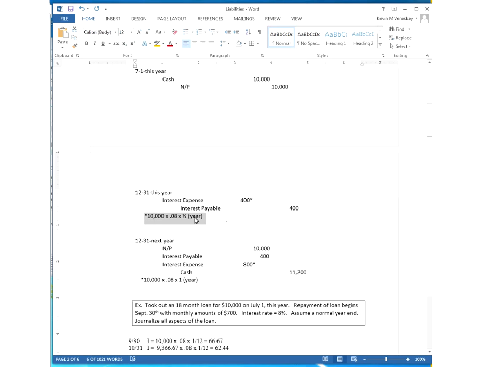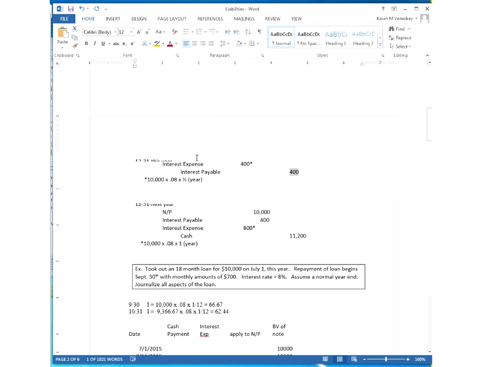So I take the principal, I still owe $10,000, I haven't made any payments, times 8%, and this is for half a year that has expired, from 7/1 to December 31. So when you calculate that out, you get $400. So my interest expense for the year is $400, and I need to show that on my balance sheet as a liability that I also owe $400 because I have not made the payment.